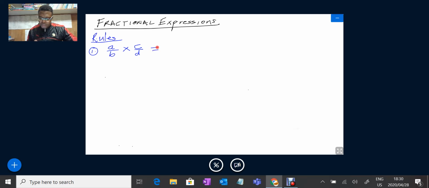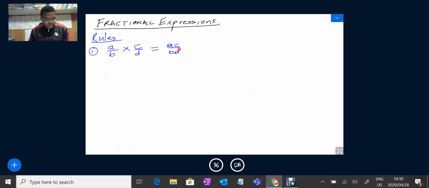While we were doing properties of fractions, we learned that we multiply the numerators, we also multiply the denominators. So let us do that. We're having AC over BD. This is the first one.